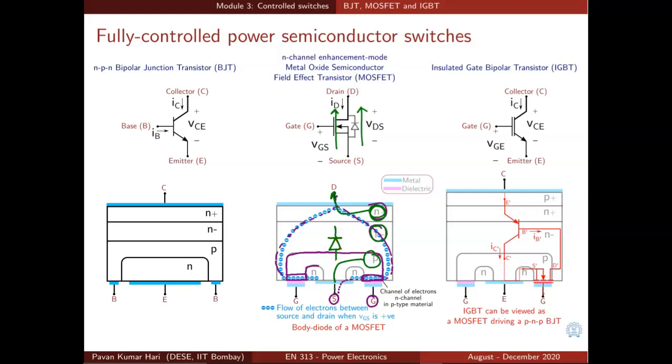So which path will the current take? It will take the path of lower resistance. But of course this conduction through the channel can happen only if the gate to source voltage is positive.